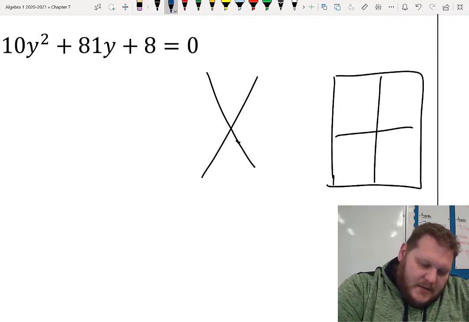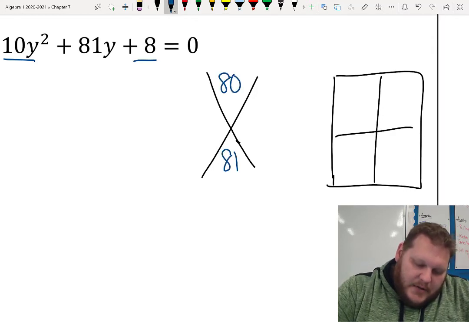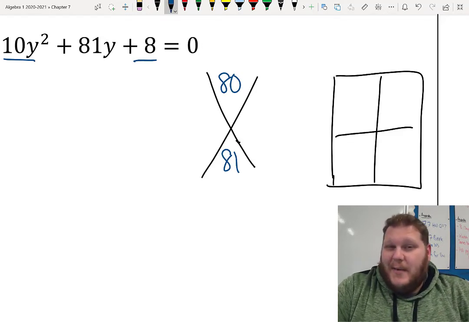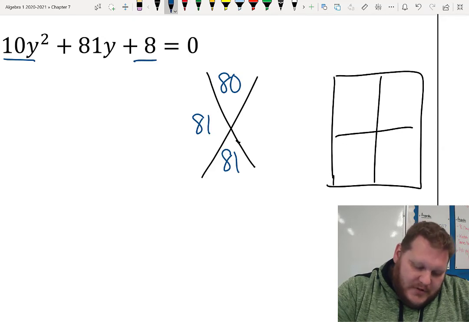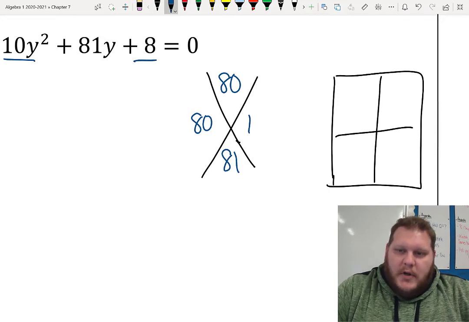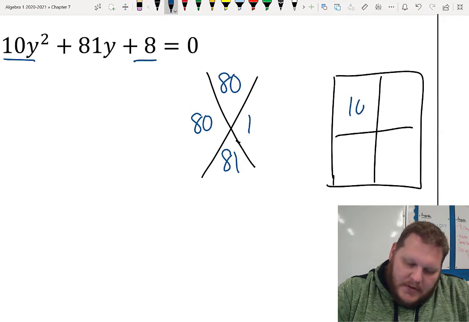First times last, so 10 times 8 is 80. And we're trying to add up to 81. We've talked about this multiple times. If you're adding up to something that's bigger than what you're multiplying into, the only way that's possible is if it's the number and 1. Right? 80 times 1 is 80. 80 plus 1 is 81. So now I can go ahead to my box. First term, last term, and then those two that we just figured out.